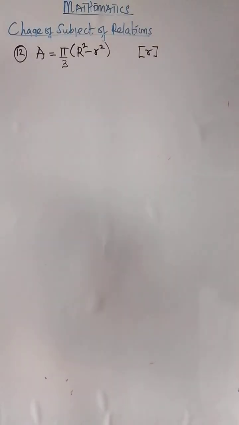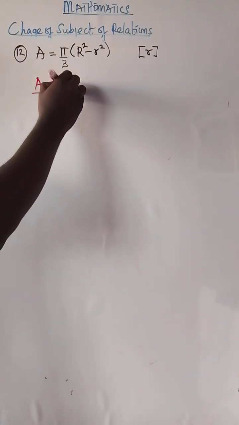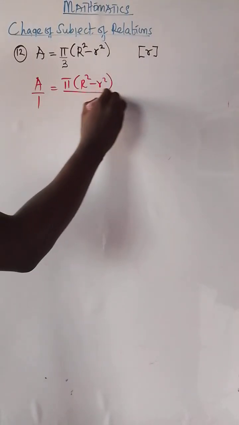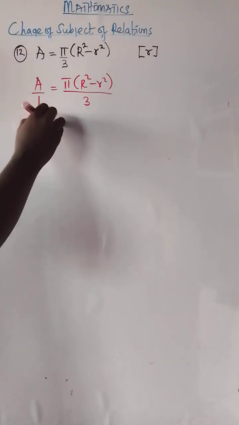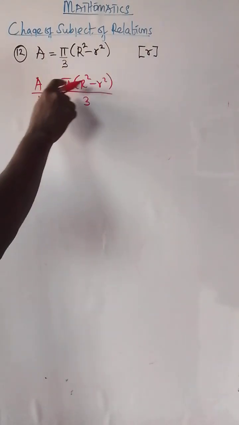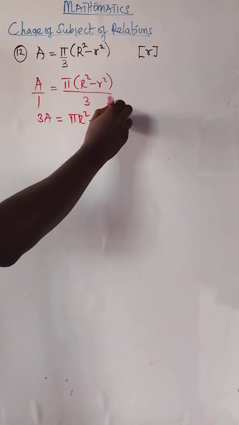Here our aim is to get the value of r. So what can we do here? We can write this as a over 1 equals pi R squared minus r squared all over 3. It is the same. So let's cross multiply: 3 times a, we have 3a equals 1 times this, nothing changes. So let's just expand this. Pi times R squared, we have pi big R squared minus pi small r squared.